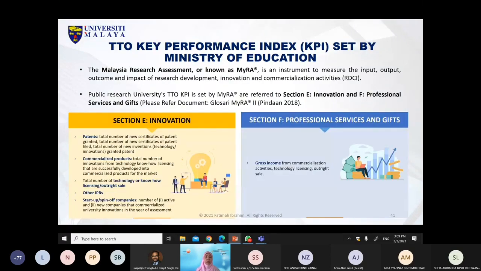Okay, let me share with you the Technology Transfer Key Performance Index. We call it KPI, set by the Minister of Education, especially for the research university. We call it MIRA. And this MIRA refers to the Public Research University TTO document, under section E, innovation, and section F, professional services and gift. Looking at section E on innovation, the TTO has to perform patents, commercialization of products, technology or know-how licensing, outright sales, IPRs, and also startup and spin out, and also generating income on professional service and gift.